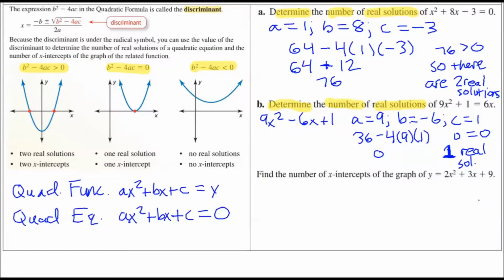Okay, next one. Find the number of x-intercepts of the graph. This is a function now because it's an output. Y equals 2x squared plus 3x plus 9. Of course, if it's x-intercepts we're talking about, we're going to make y equal to 0. Without having to graph it, we can already tell how many x-intercepts there will be by doing this discriminant business. So a is equal to 2 in this case, b is equal to 3, and c is equal to 9.